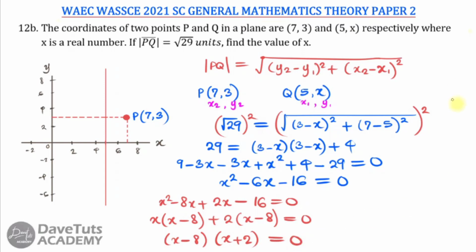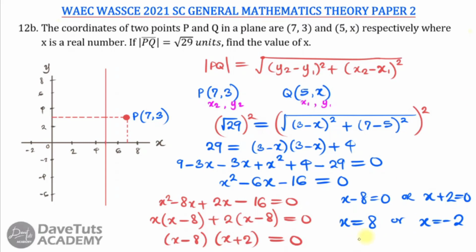Now, this is where it gets interesting. This is telling us that it's either x minus 8 is 0 or x plus 2 is 0. So we have x minus 8 is 0, or we have x plus 2 is 0. And that means that x is actually 8 or x is actually minus 2.